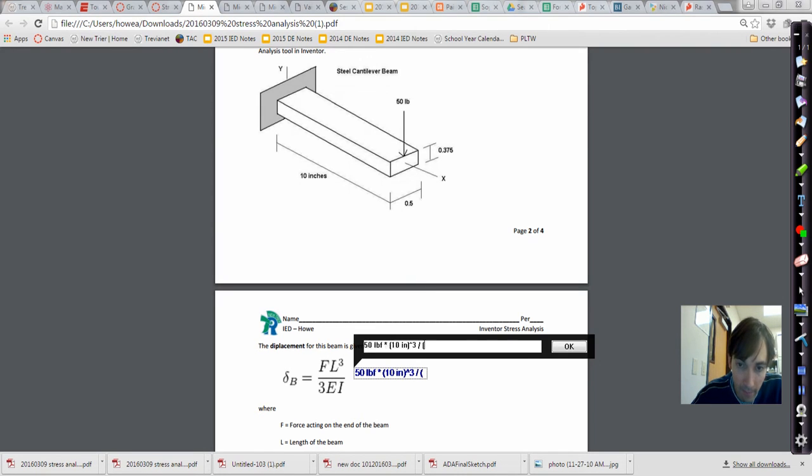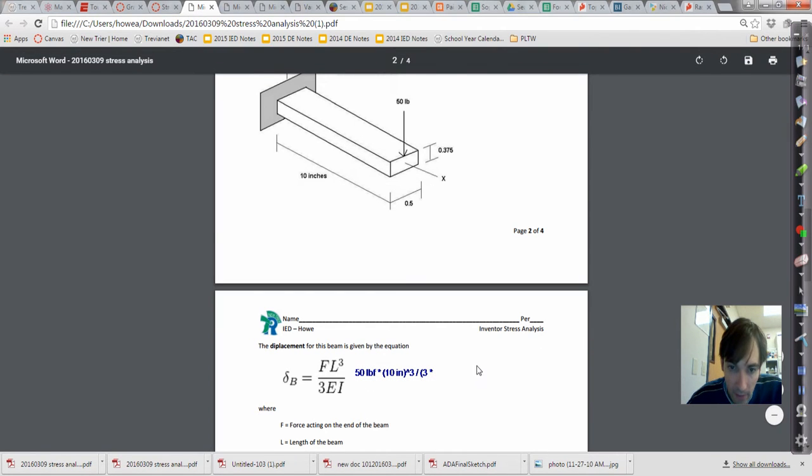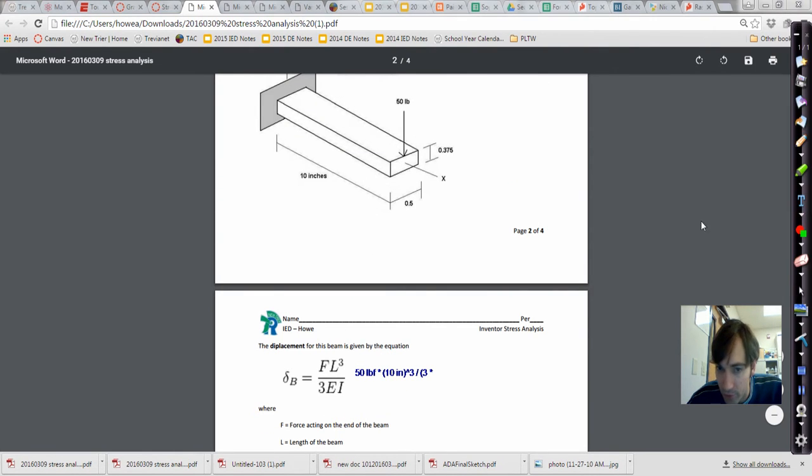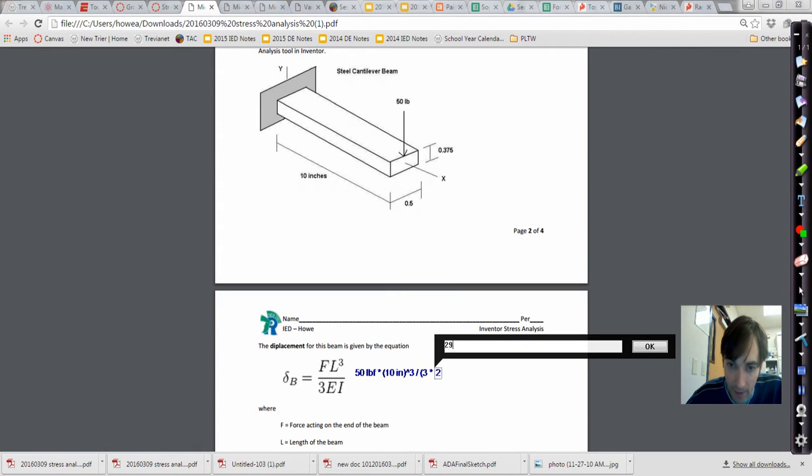Okay, then we're going to divide by 3 times the modulus of elasticity. That's basically how many pounds of stretching would cause that material to stretch like 1 inch. It's kind of like the stiffness, like the spring constant of the material. I believe in this case it is 29 million. Let's just check here. Yeah, 29 million psi. Okay, so we're just going to go ahead and type that in. So 29 times 10 to the 6 pounds per square inch.